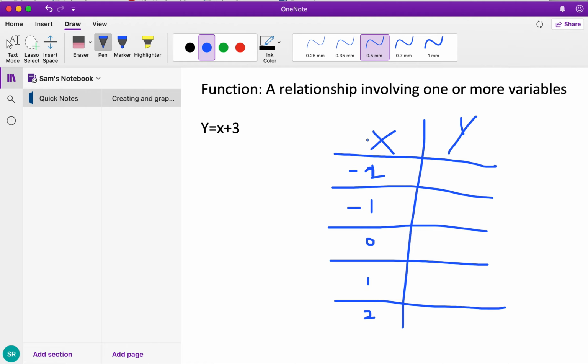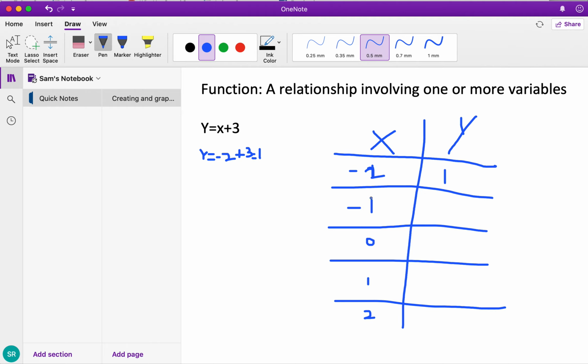I made this table that shows our x and y values. Now we're going to find out what our y values are. First off, we have x is -2. So if y equals x plus 3, if we substitute -2 in for x, we get y equals -2 plus 3, which is just going to be 1. So for the x value -2, we get a y value of 1.